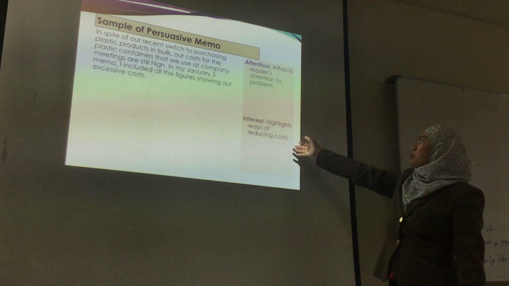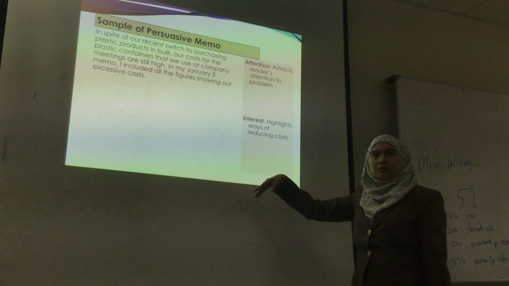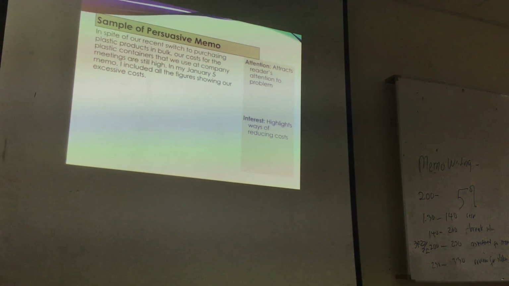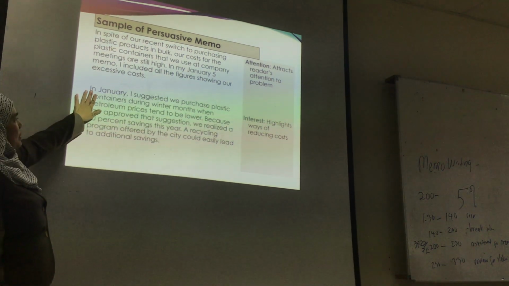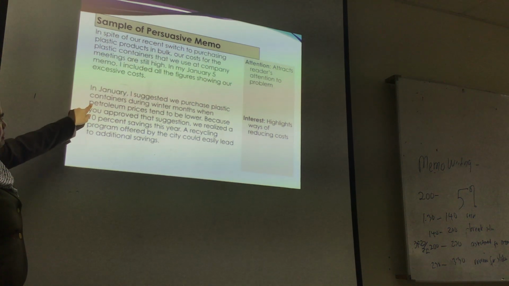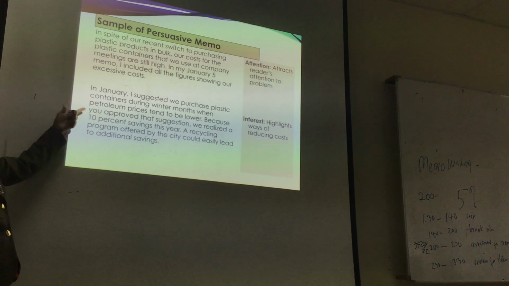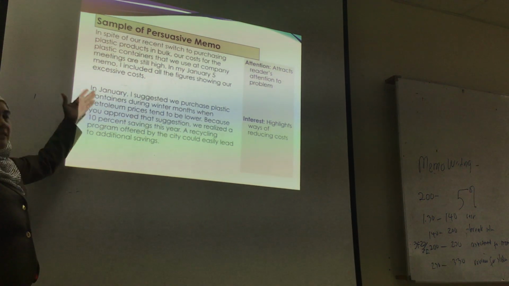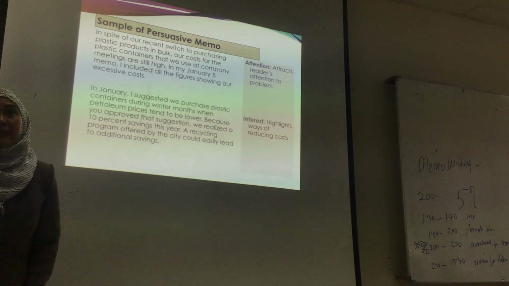Okay, next one, what will this be? What are you trying to highlight? How to reduce cost. Yes, correct. So you'll say, what did I do in January? I suggested we purchase plastic containers because petroleum prices tend to be low at the time, and because you approved of that, we realized a 10% savings this year. A recycling program will also be offered by the city for additional savings. Okay?